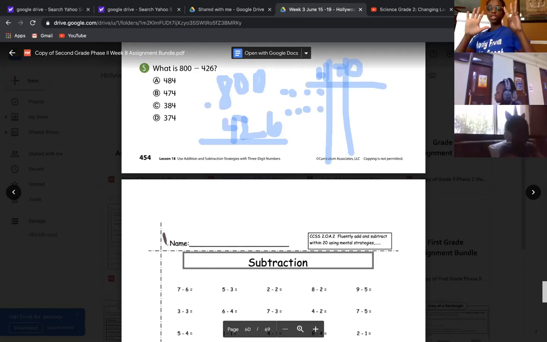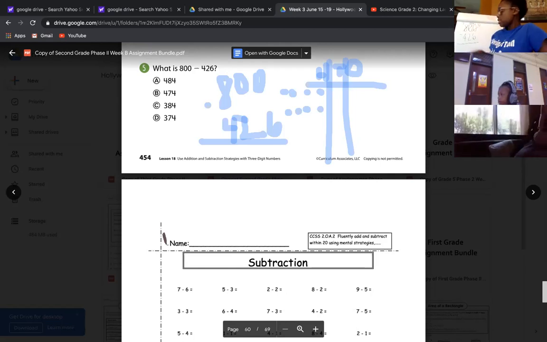Seven. So I have 800, and I take 100 away. How many do I have now? 7. What does this 0 become? I just gave it 10, so this is 10. But I still need to borrow, so I need to scratch this 10 out and borrow a 10. How many do I have now? 9. And this 0 is now a 10. So now you need to subtract 10 minus 6, 9 minus 2, and 7 minus 4.